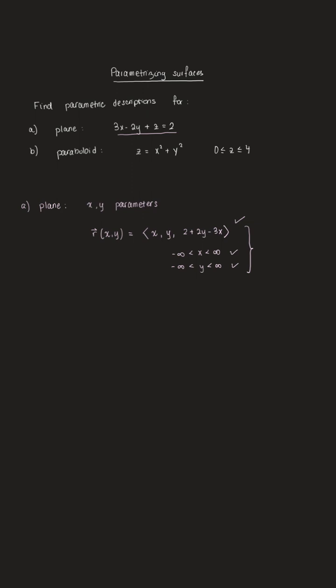Okay, let's move to the paraboloid. This particular paraboloid, z equals x squared plus y squared, where z ranges between 0 and 4. This is symmetric about the z-axis, and it also has level surfaces or traces that are circles. So it might make sense here then to use cylindrical coordinates, which is the equivalent of polar coordinates in R2, but in R3.